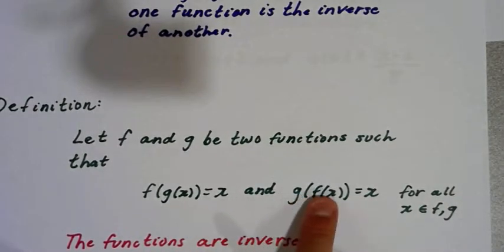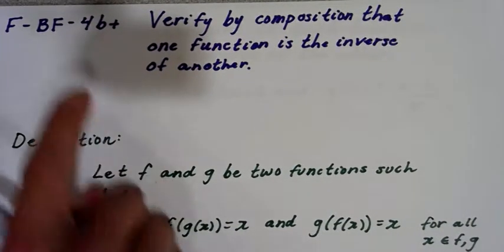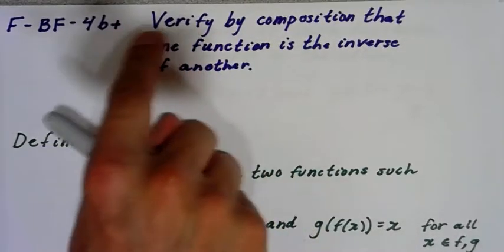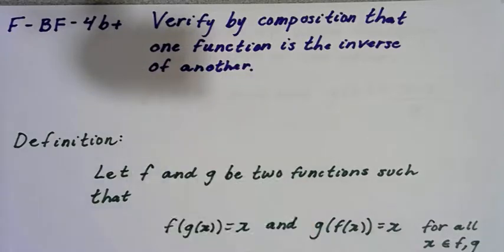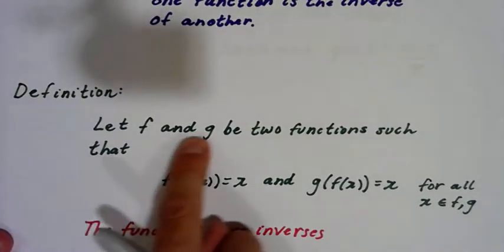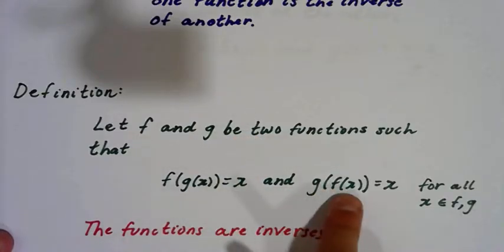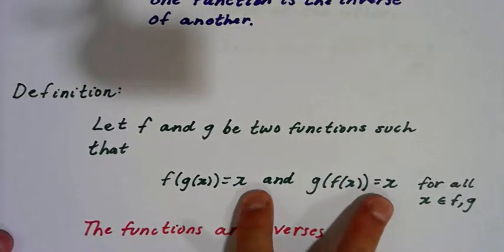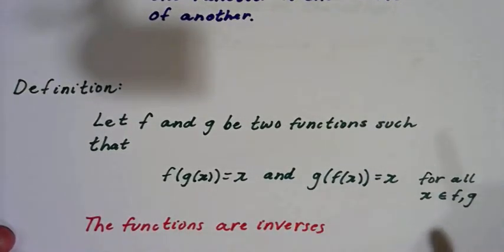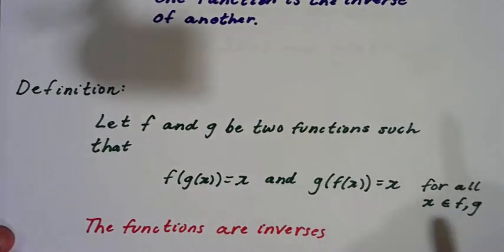In order to determine if two functions are inverses, we have to show the following two compositions. You have to show both of them. The standard, something new I'm doing with Common Core, is that you're going to verify by composition that one function is the inverse of another. If f and g are two functions, and you can show these two compositions are both equal to x, not just equal, but equal to x, then the functions are inverses of one another.